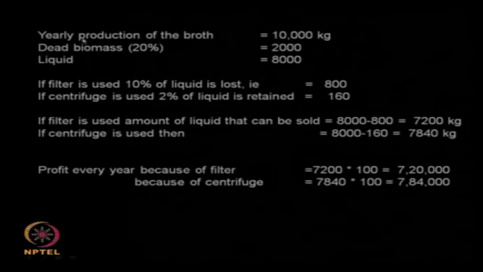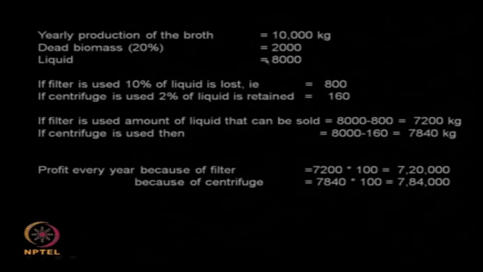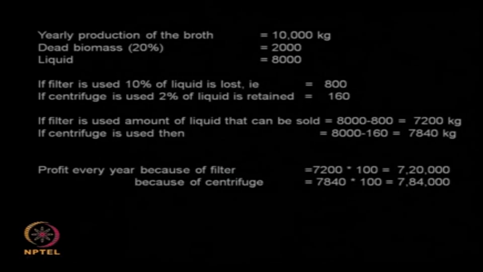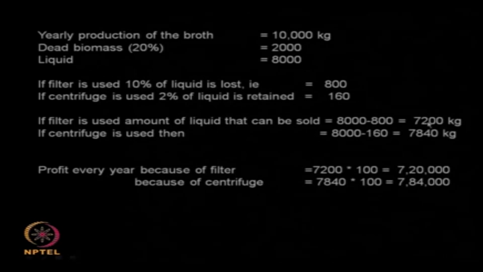Let us look at it. Yearly production of the broth is 10,000 kg, that is given in the problem. Now the dead biomass is 20%, that is 2000 kg. So the liquid remaining is 10,000 minus 2000, which is 8,000. If the filter is used, we lose 10%, so we are losing 800 kg of the liquid. That means we get only 8000 minus 800, 7200 kg if I use a filter.